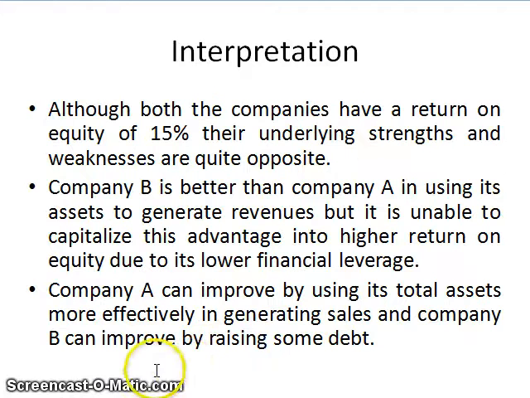So in this case, we can conclude that company A will be in a better position if they are able to use the assets more. So this is the interpretation of the DuPont analysis for companies A and B.